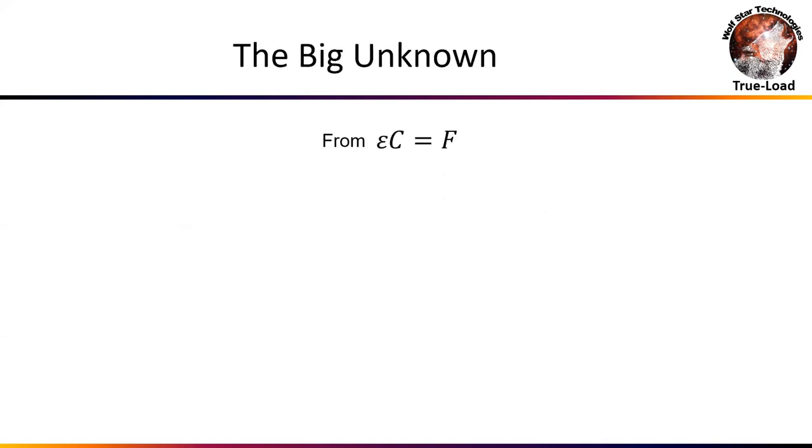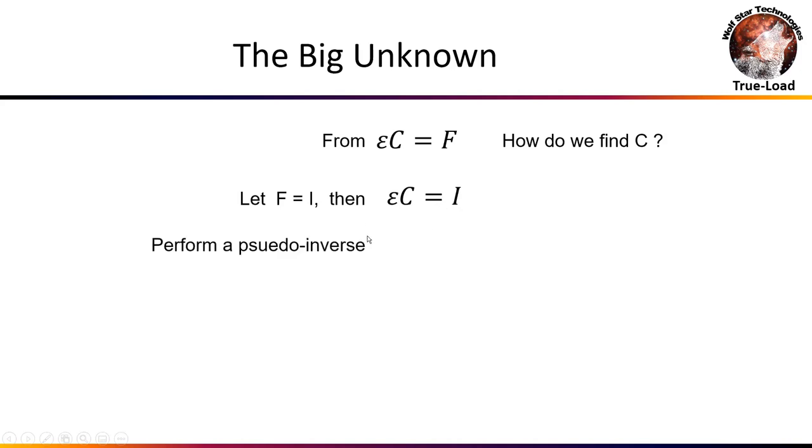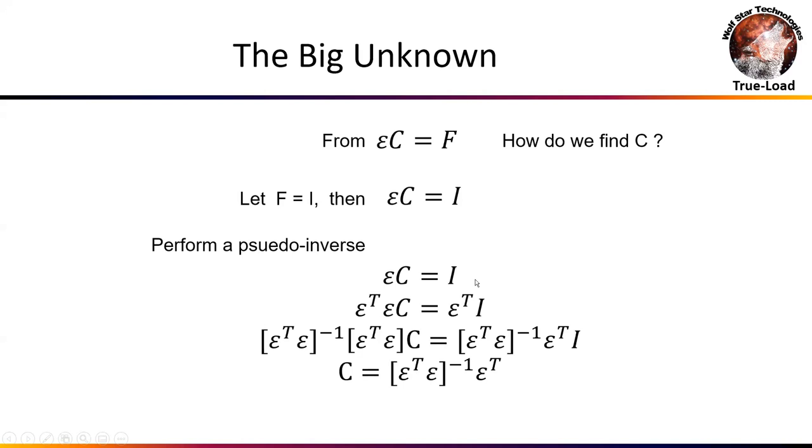Okay, so now we've got this nice equation for load, and the only thing I haven't talked about is C. If you think of this load matrix, if I call turning a load on a 1, turning a load off a 0, then the load matrix becomes an identity matrix, and then I can do a pseudo inverse. So I take strain times C is equal to I, pre-multiply by strain transpose, pre-multiply by strain transpose, strain inverse, and you get C is equal to strain transpose, strain inverse, strain transpose, and that's what we pull from the FEA model. So this is the correlation matrix we're using for TrueLoad now, to get our loads from the strain gauges.